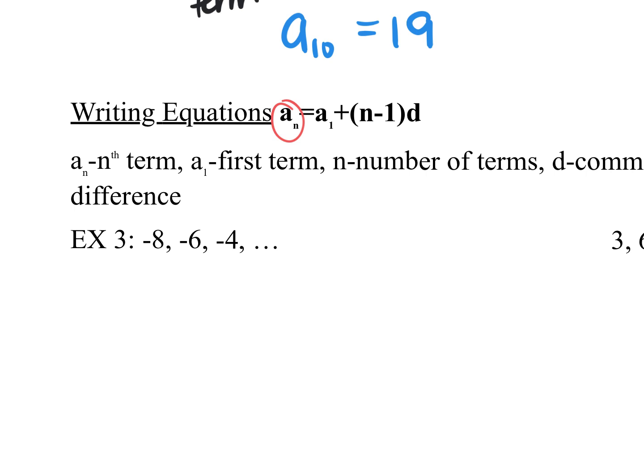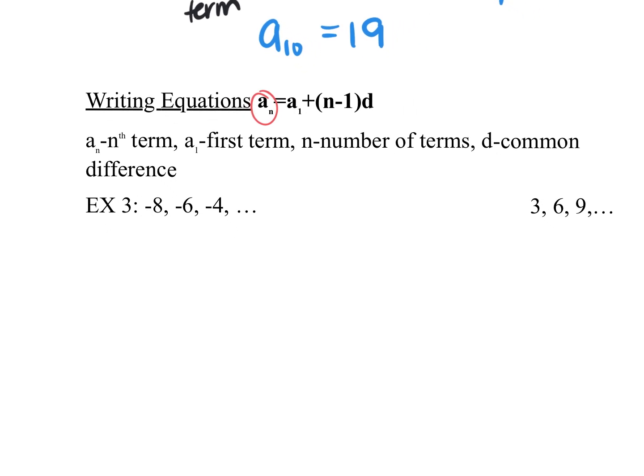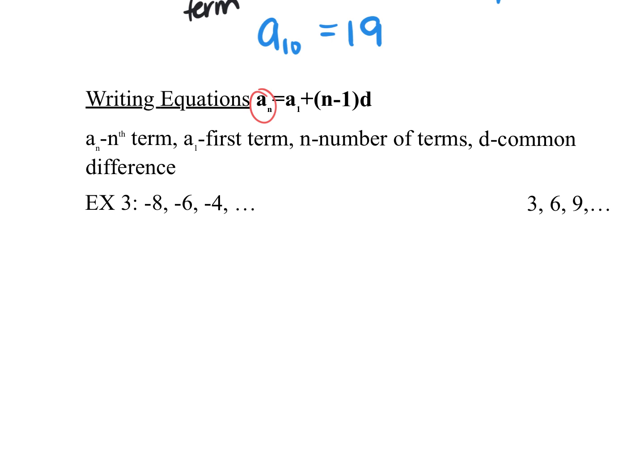The n is the number of terms you're interested in. If you're writing a rule, then n stays a variable and an stays a variable. If you're asked for the 10th term, then n is 10, and then you can find a 10. Okay. So we're going to write the rule for the sequences we just extended in the first example.